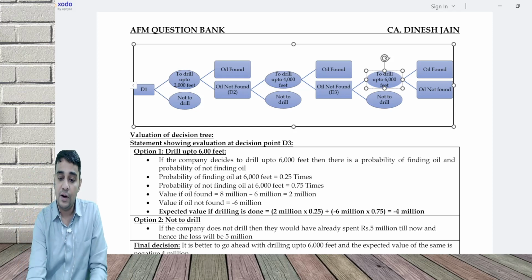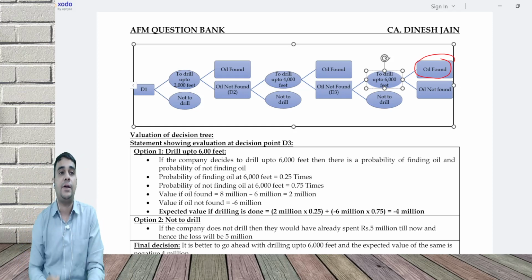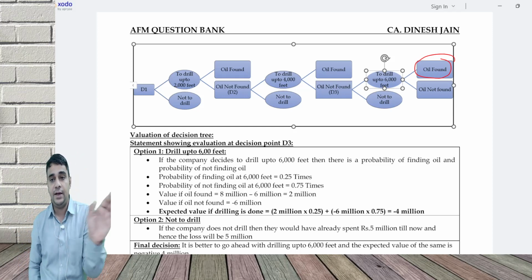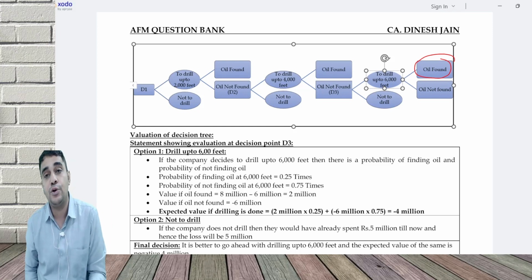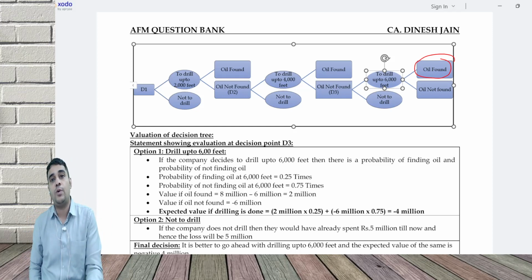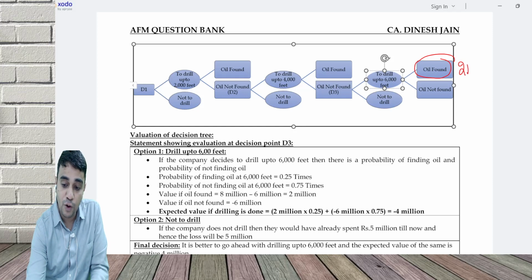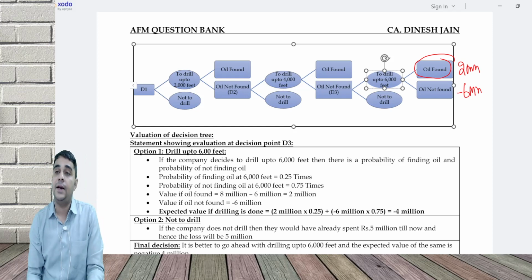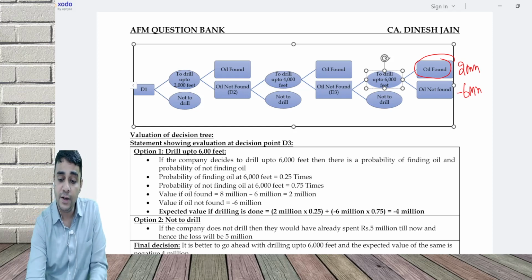Reverse order is, for example, if you drill up to 6000 feet, read the question and tell me, and you find oil, what is the profit you make? If you drill up to 6000 feet and find oil, what is the profit? And if you don't find oil, negative 6 million. What is the probability of finding oil? Point. And what is the probability of not finding?